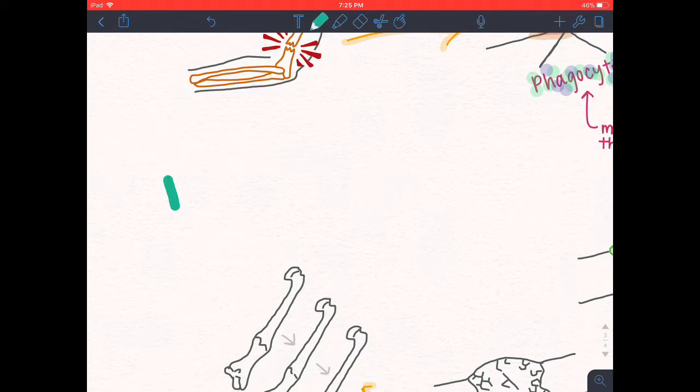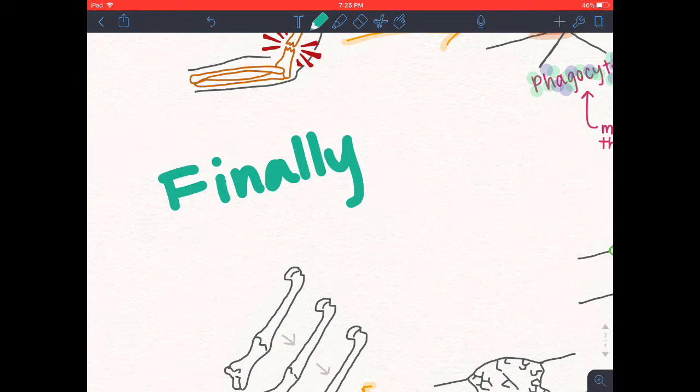Lastly, the bone is remodeled. Special cells called osteoclasts break down the extra bone around the fracture until it's completely healed and returned to its original shape.